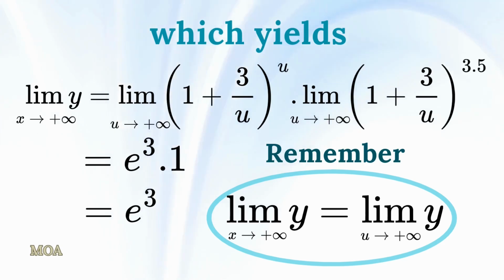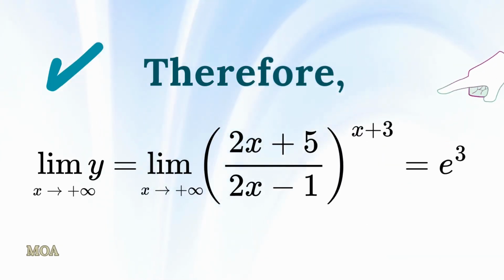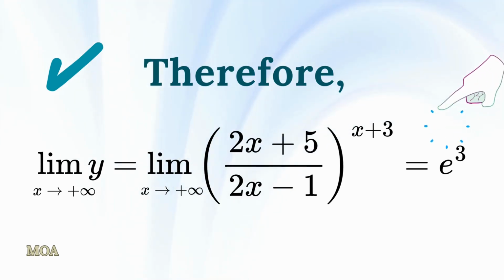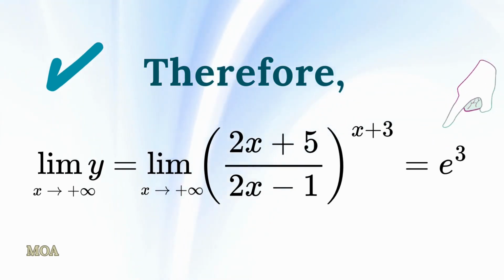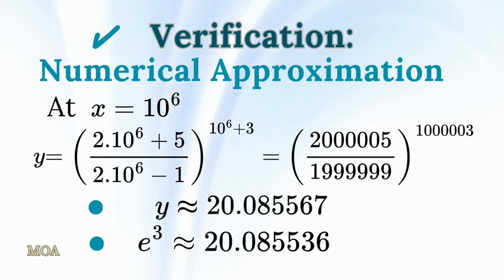So, the limit of y as x approaches positive infinity is e to the power 3, times 1, which equals e to the power 3. Therefore, the limit of y as x approaches positive infinity is e cubed. Now, let's verify the accuracy of our calculation.